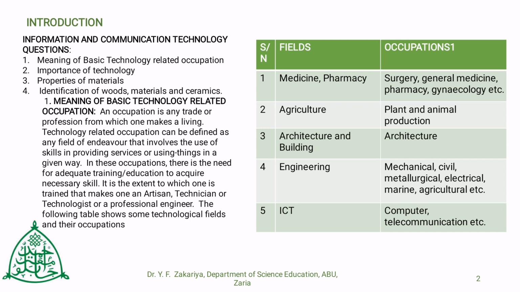We have the field of medicine and pharmacy. The occupations found here include surgery, general medicine, pharmacy, gynecology, etc. We have agriculture, where we have occupations like plant and animal production, architecture and building, etc.